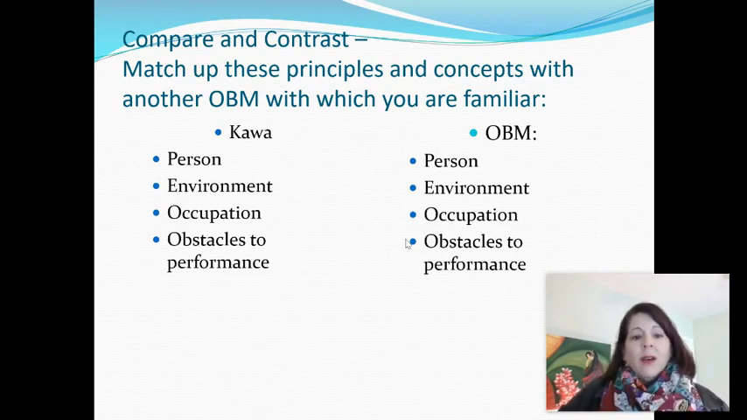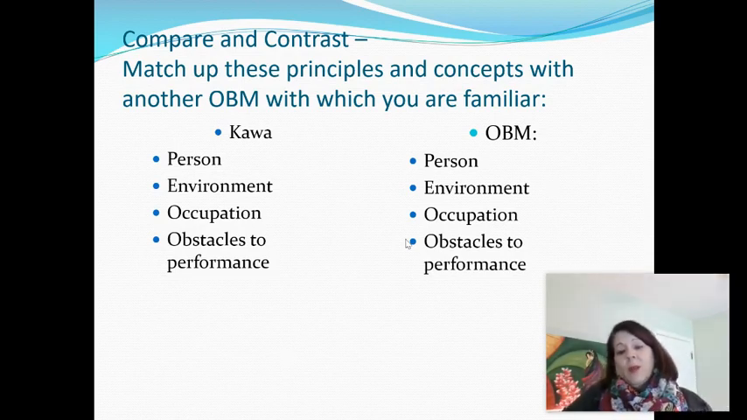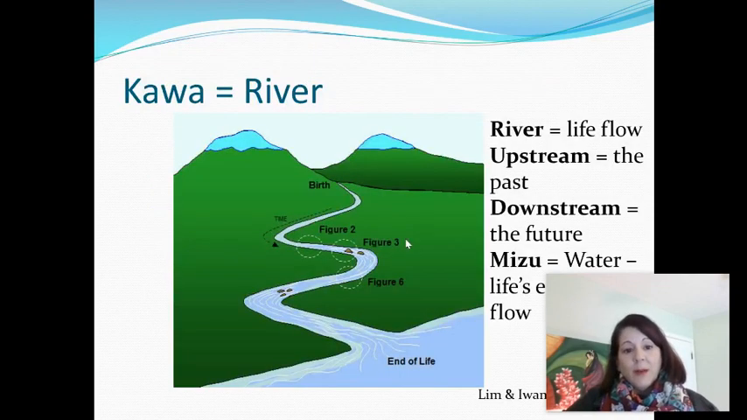Take a moment and think about comparing and contrasting the different ways that your typical occupation-based model approaches the person, the environment, the occupation, and obstacles to occupational performance, and the way the Kawa model would approach this. So in an OBM, we would think of a person as being central, whereas in the Kawa model, the person is very decentralized, for example. So take some time to think through what are some of the ways that these things can be similar, but also what are some of the differences between Kawa and other occupation-based models. Maybe pick one that you're familiar with and break it down.